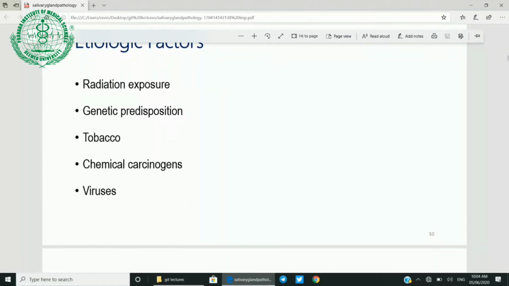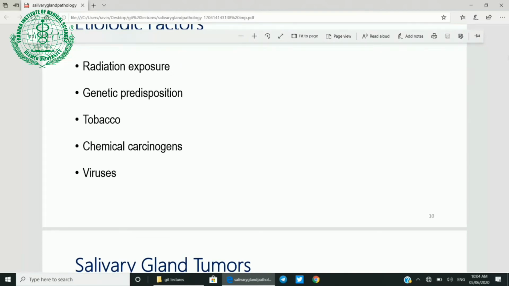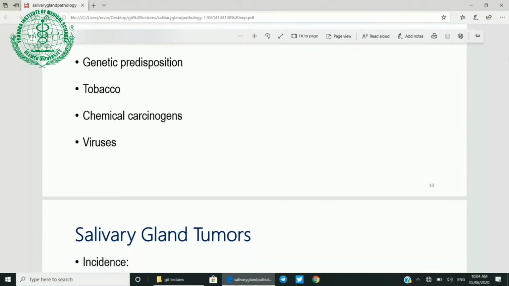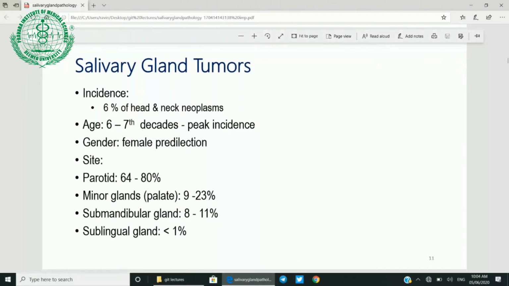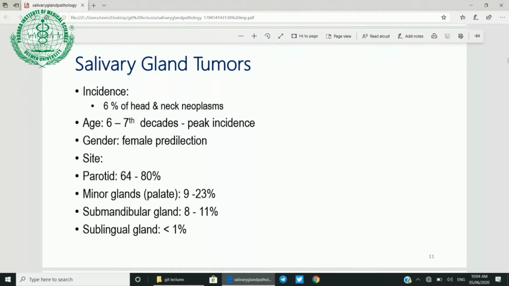The etiologic factors for a salivary gland tumor to occur can be: a patient may be exposed to radiation, may have some genetic predisposition, a habit of tobacco chewing, or exposure to chemical carcinogens and viruses. When we see the incidence, they comprise 6% of the head and neck neoplasms, usually occurring in the 6th to 7th decade. So you can just remember, occurring in very old age.